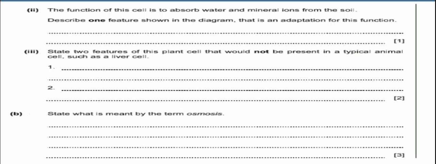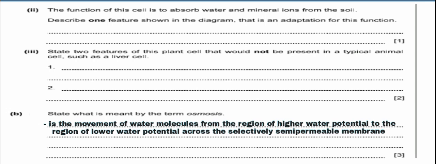So here I'm going to say osmosis is the movement of water molecules from the region of higher water potential, meaning lower concentration, to the region of lower water potential, meaning higher concentration, through the selective semi-permeable membrane. I think that one is clear.